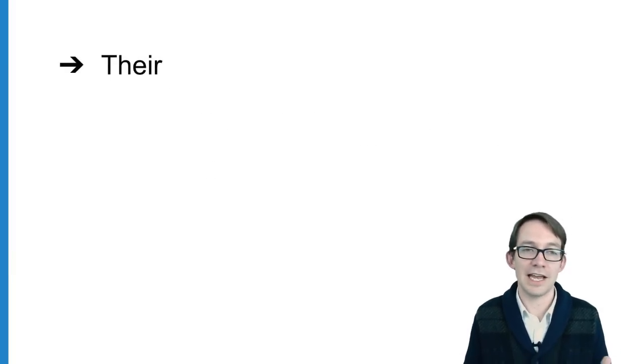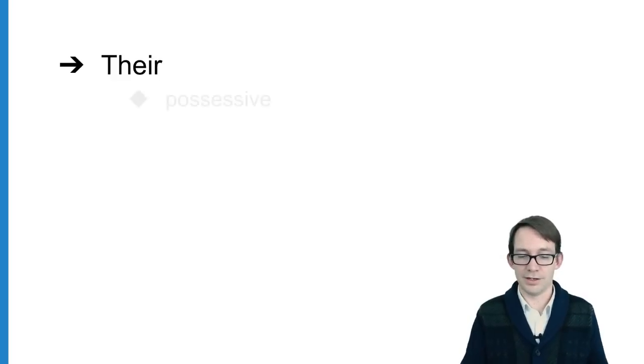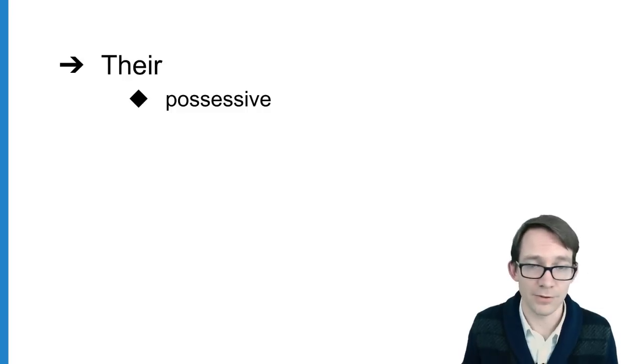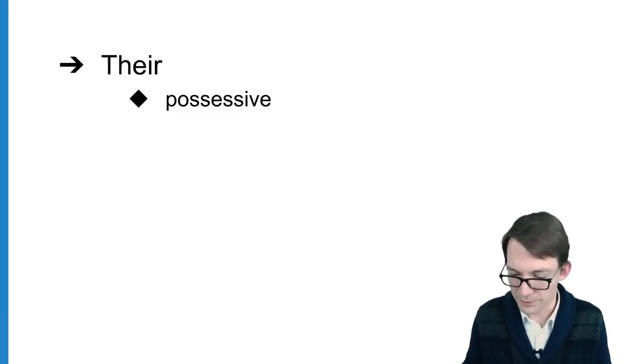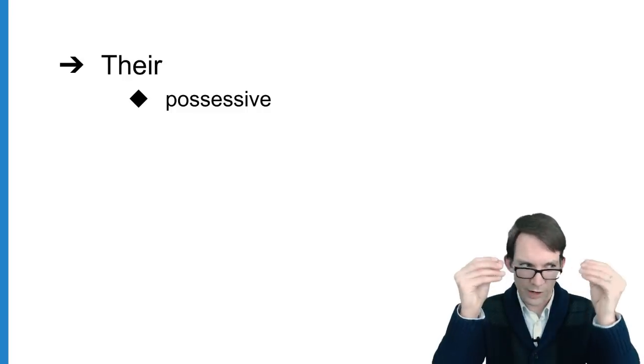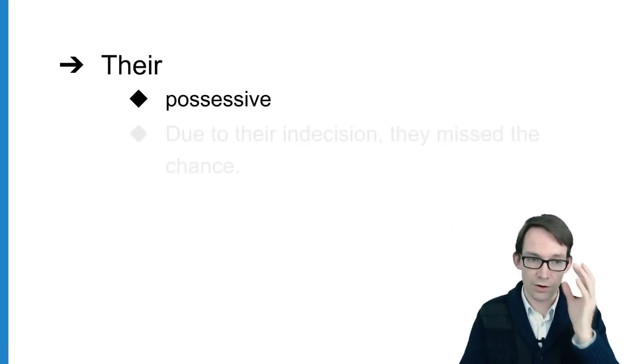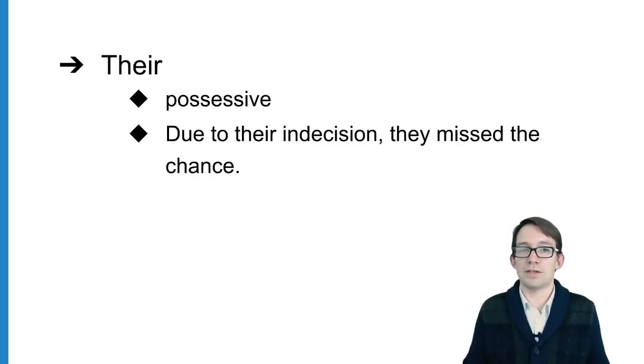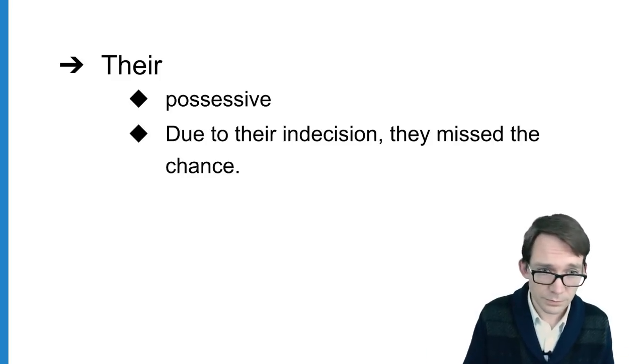Next one, T-H-E-I-R, their, is, of course, the possessive, which most of you guys caught as a mistake, right? So if you're talking about ownership of something, whether it's physical or abstract, you use their, right? So due to their indecision, they missed the chance, okay?